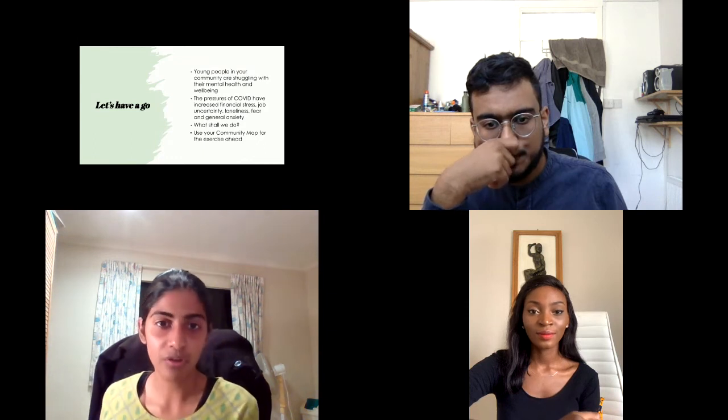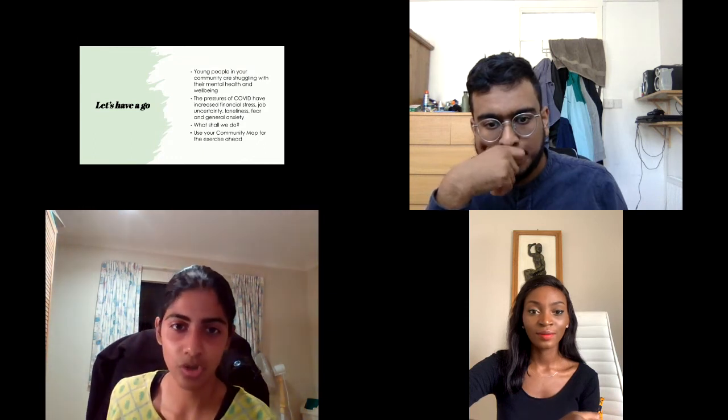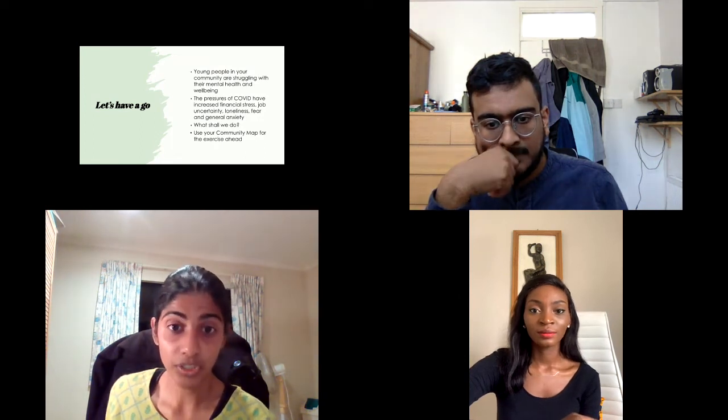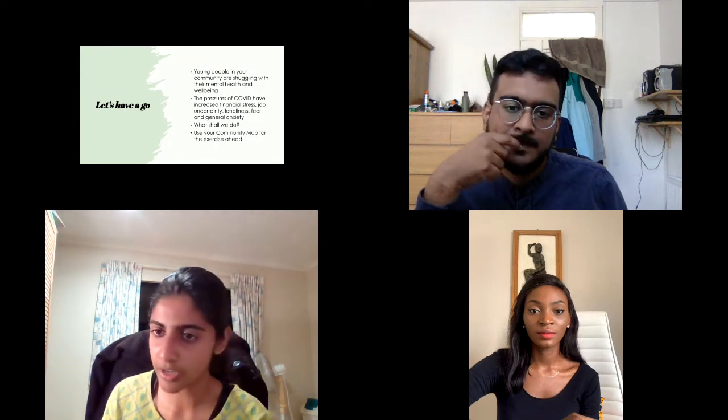And we'll just pick out a few of the questions from that impact gap canvas as we have a go at this. The prompt here is, young people in your community are struggling with their mental health and well-being. The pressures of COVID have increased financial stress, job uncertainty, loneliness, fear, and general anxiety. What shall we do about this? So this is the context. We're seeing young people really struggling in our community. You can look at your community map just to really ground yourself in your community.